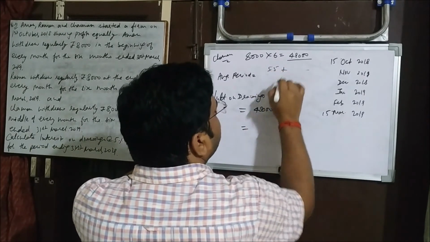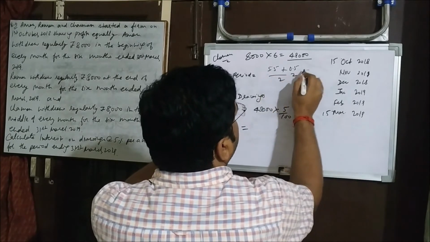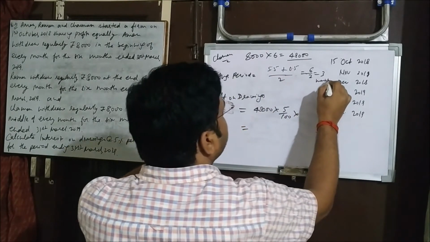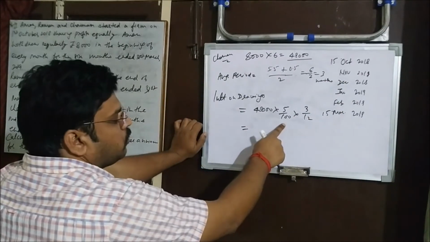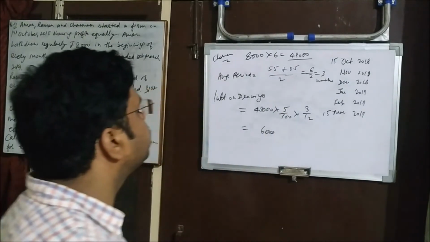5.5. And if we see from 15th March, that is 0.5, means 6 by 3 months. That is the average period. So 3 by 12, 48,000 multiply 5 by 100 and 3 by 12. Let's calculate that. That is 600.